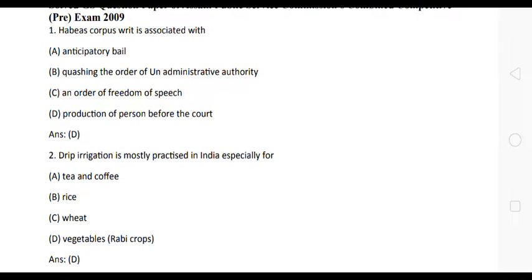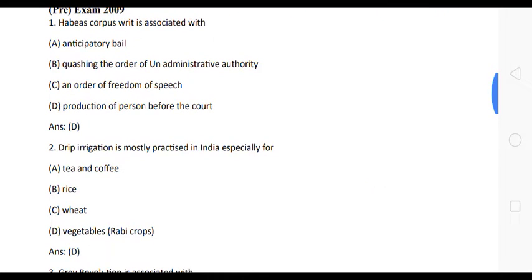The correct answer is option D, production of person before the court. Habeas corpus is associated with production of person before the court. Option D is the correct answer.